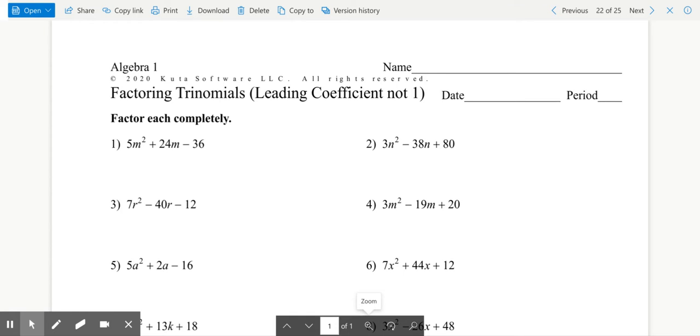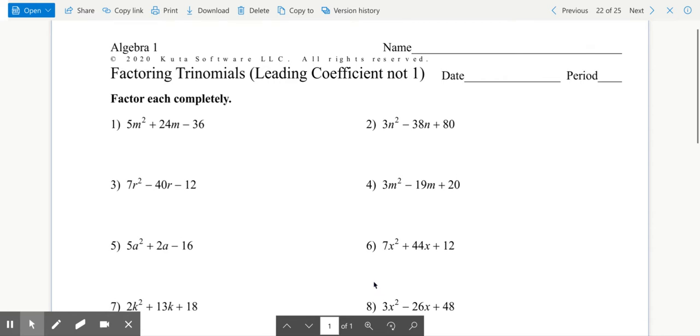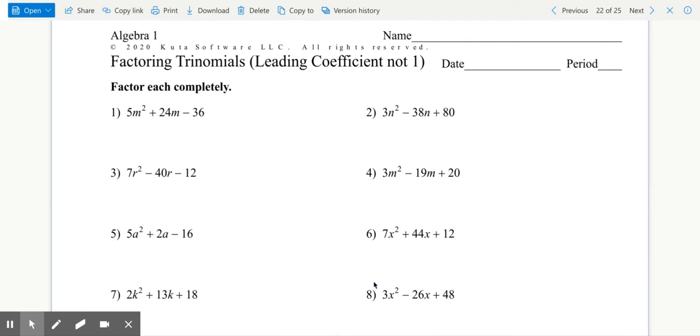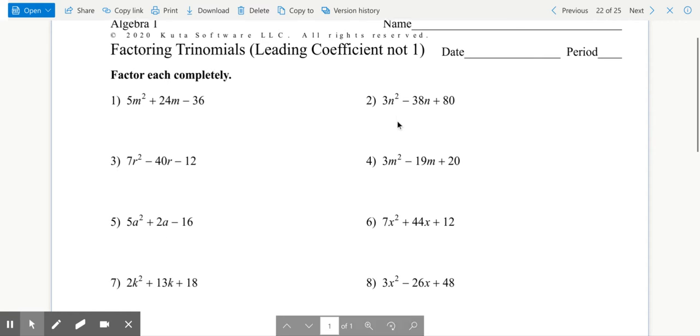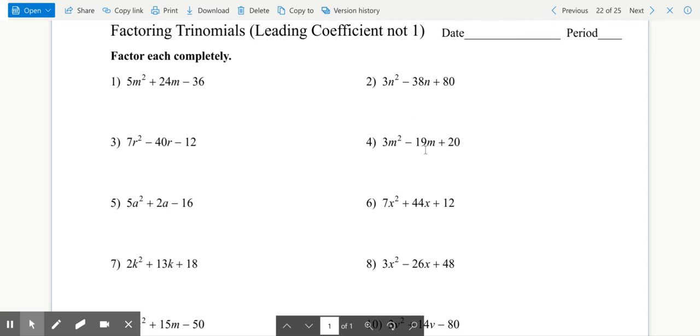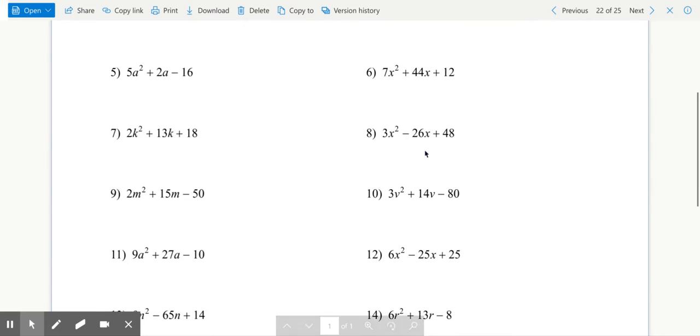Hey guys, so we've looked at this worksheet before, but we're going to look at it again because it's super important. So I'm going to do some more examples of factoring trinomials if the leading coefficient is not 1. Again, that leading coefficient is the coefficient in front of the squared term. So I've done these two in previous videos, so I'm going to move on from that.